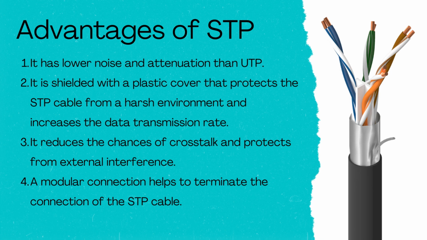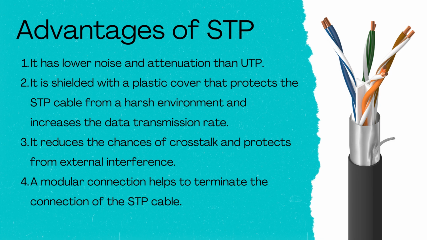The third advantage is reduced crosstalk and external interference. The STP cables are designed to minimize crosstalk, which occurs when signals from one twisted pair interfere with signals on adjacent pairs. So, the shielding in STP cables significantly reduces the risk of crosstalk, resulting in clearer and more reliable data transmission. Additionally, the shielding provides a barrier against external interference sources such as electrical equipment or nearby cables, further enhancing the cable's resistance to interference.